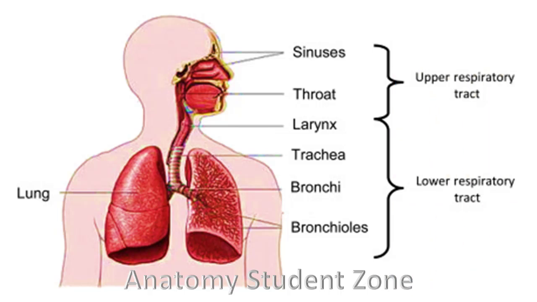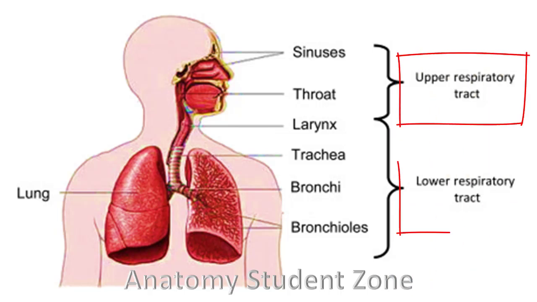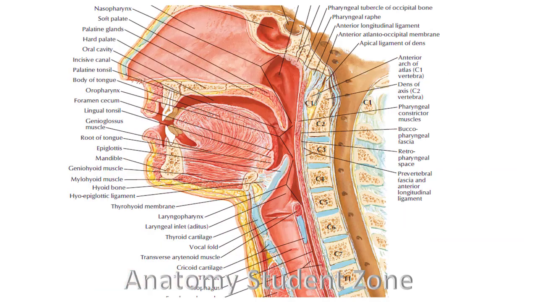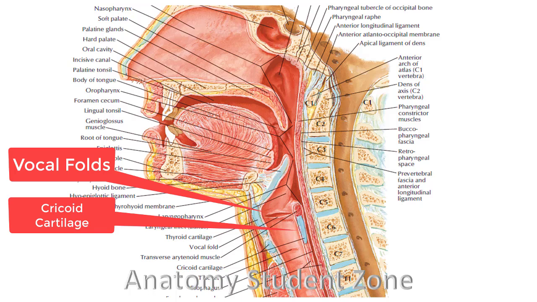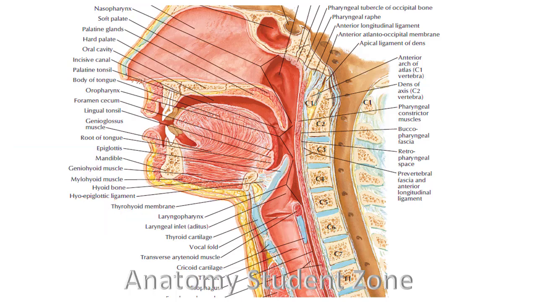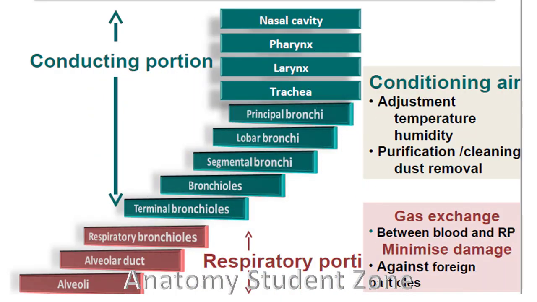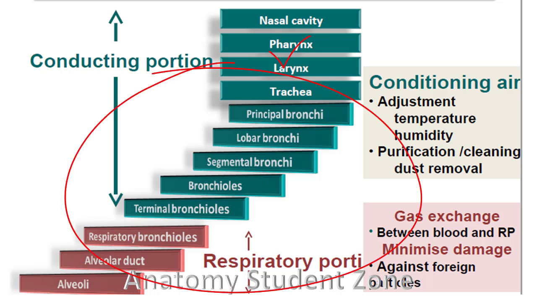Anatomically, the respiratory system has an upper and a lower respiratory tract. Already covered in our first lecture, the part of the respiratory tract above the cricoid cartilage and vocal folds is the upper respiratory tract, and the part below the cricoid cartilage and vocal folds is the lower respiratory tract. The upper respiratory tract components are the nasal cavity, paranasal sinuses, pharynx, and the superior part of the larynx, while the lower respiratory tract includes the inferior part of the larynx, trachea, bronchi, and bronchioles. So the lungs are also part of the lower respiratory tract.